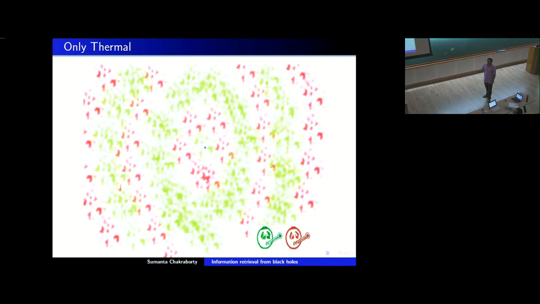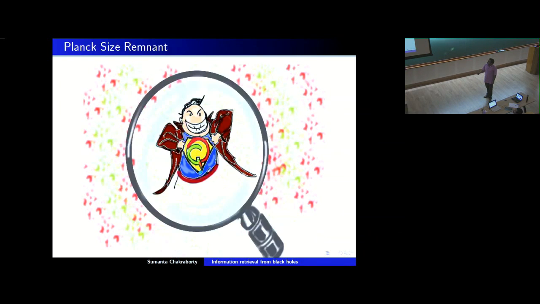So you have completely thermal radiation. The two guys are measuring it. There is nothing there. Then you ask, yes, there is a remnant. Can it change the game? No, it's just quantum gravity, but it cannot change the game at all. So I thank Kinjal for preparing this for me.